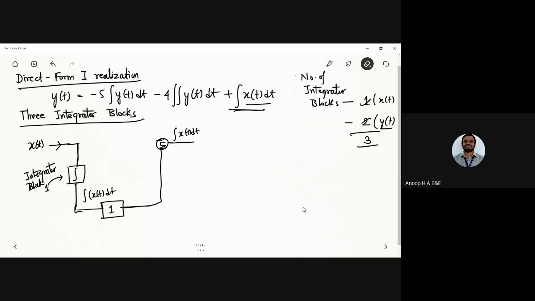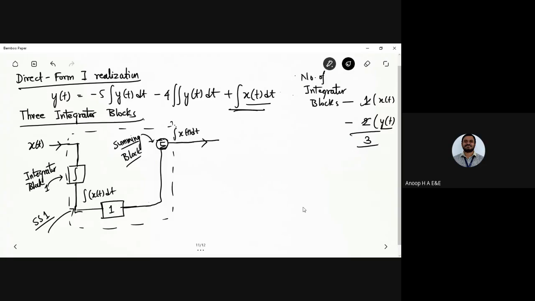So from x of t, you directly give it to a summer. That is not the right approach. It is going through the integrator block and then you are finding the output here. So yeah, this is the summing block. If I have this summing block and this is the output of it, this forms the entire subsystem 1. Okay, so now this is the output of subsystem 1.